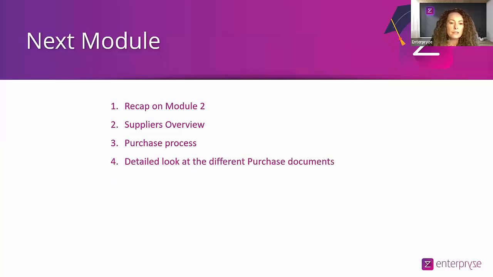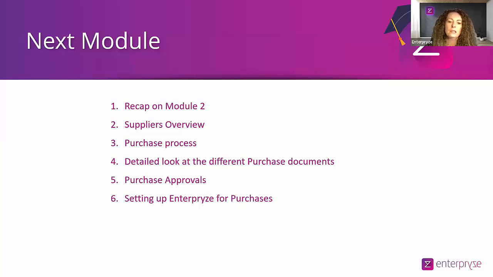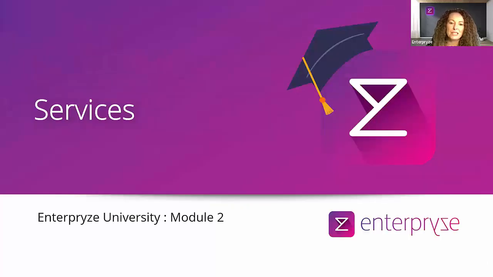So looking at your suppliers, the purchase process, all the different purchase documents, purchase approvals, what that can look like to manage spend within the organization, setting up Enterpryze for the purchases. So what options do you have in the module settings or in relation to your GL accounts, etc. So lots of different things. And of course, purchase automation, how you can simply scan in your invoices and save you time by manually typing those invoices in.